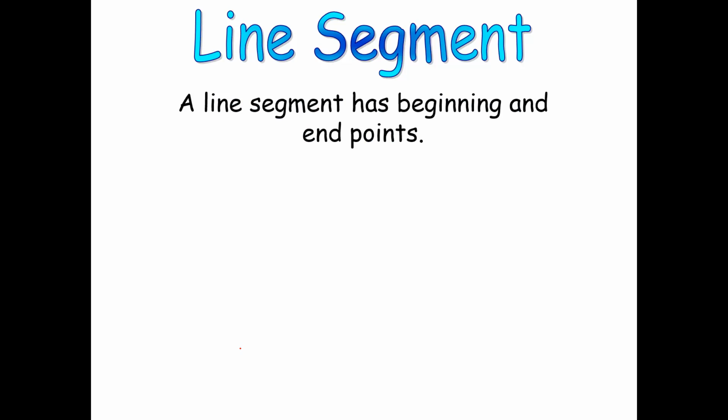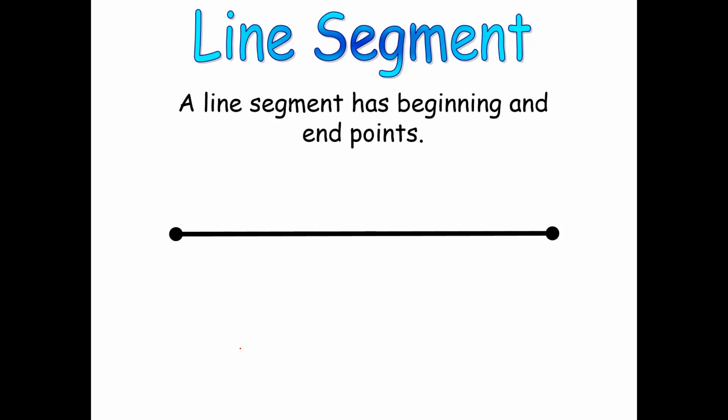Okay, the next one is what we call the line segment. In a line segment, the difference is that it has a beginning and end point. The previous one, line, doesn't have any beginning and end point, while a ray has a beginning point but doesn't have an end point. But a line segment has both. It's just like if you cut a line and then you have that portion of the line. This is what we call the line segment.